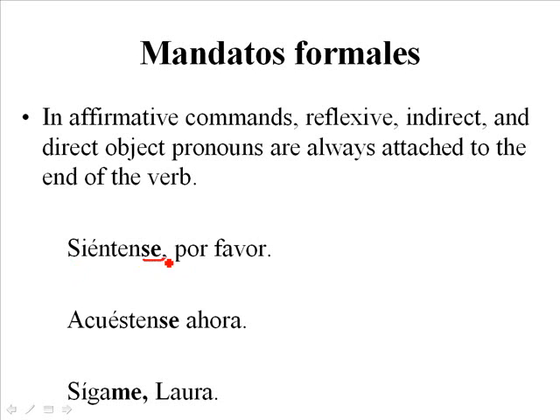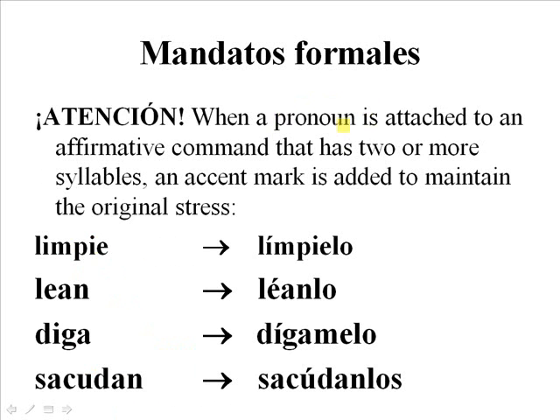Siéntese. You're going to just stick it right onto that verb. Siéntese, por favor. Acuéstense ahora. Remember, stick it onto the end of that verb. Sígame. Sígame, Laura. Stick that onto the end of the verb. And when we do that, sticking it on, we change the stress in the verb. So, we need to keep the stress in the same place by putting an accent mark. Siéntese. Acuéstense. Sígame. When you attach the pronoun to the verb, you change the stress, so you need to use the accent marks.